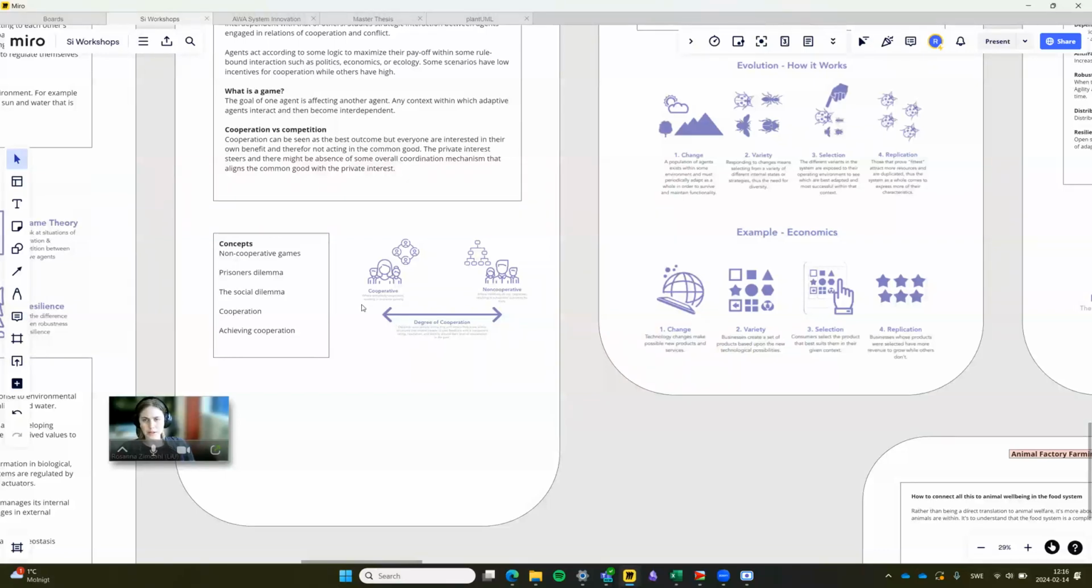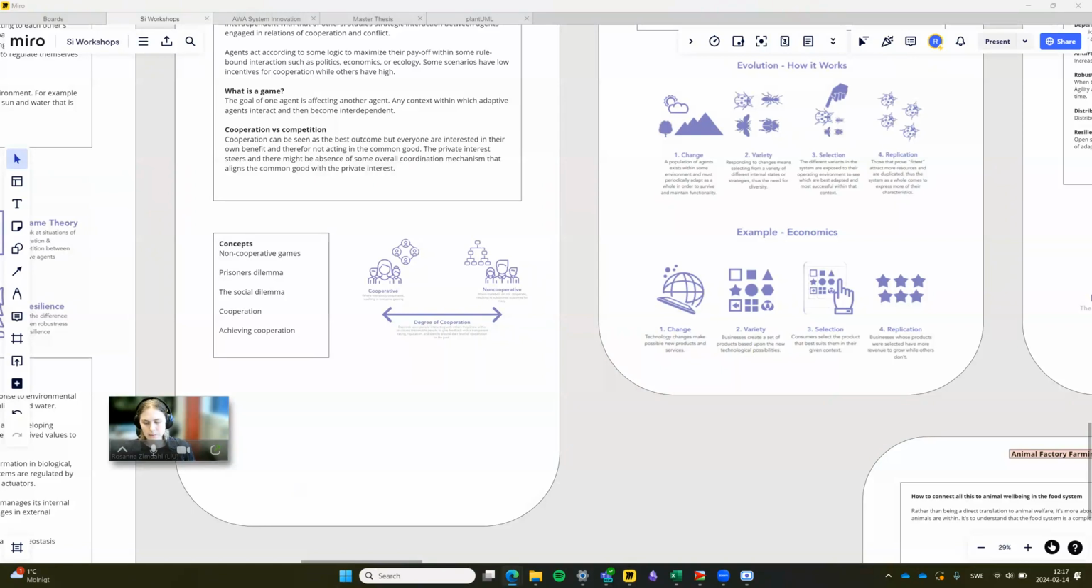but when there is competition, there is more self-interest and not acting in the common good. So the private interest steers, and there might be an absence of some overall coordination that aligns common good with the private interest. For example, environmental emissions. We are not incentivized to not emit any carbon dioxide because it's kind of cheap, and the damage that one person or one industry is doing is spread out over the whole population. So you gain more from emitting CO2 than you lose, and there are fewer negative outcomes for you. So it's worth it to do it anyway, because you will have more benefit rather than negative outcomes.